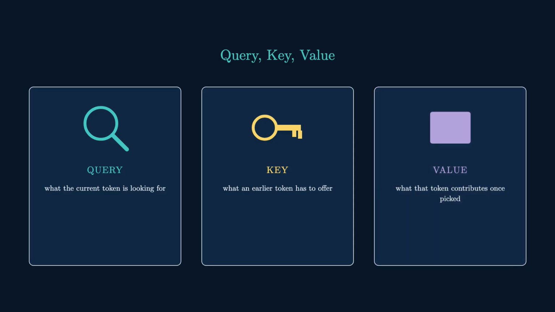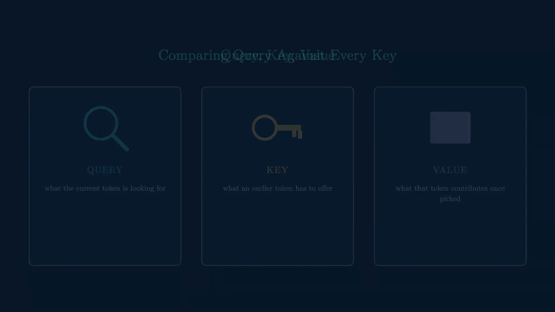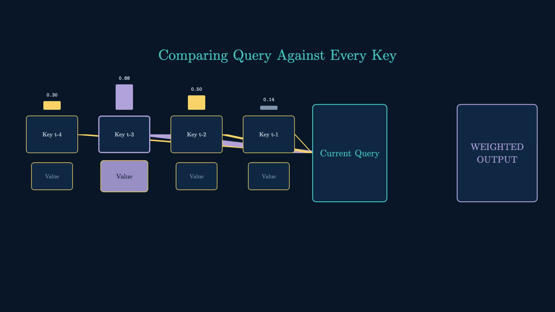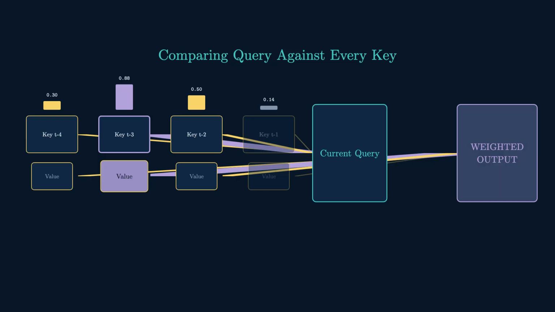The new token's query gets compared against every earlier key, and the better the match, the more that value shapes what comes out. So the comparison runs across the whole history. Every earlier key gets a compatibility score against the current query. High score, that token's value gets more influence. Low score, it barely registers. Sum it all up, weighted, and that feeds the prediction.